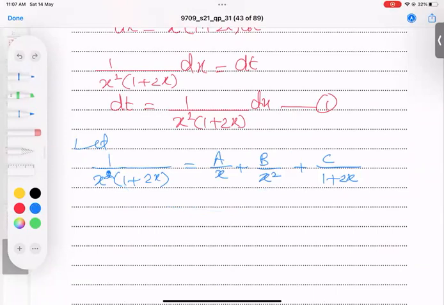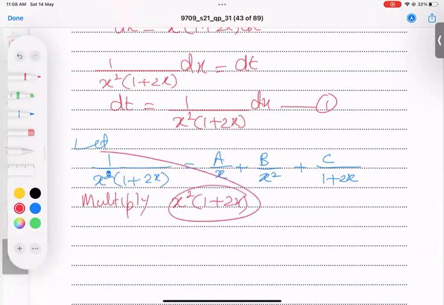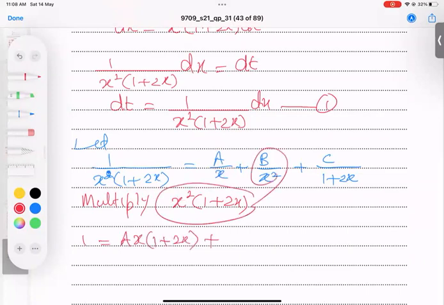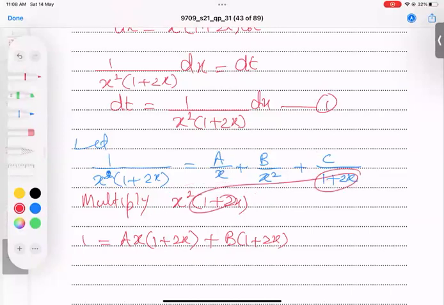Multiply the whole equation by what? By the left hand side denominator, the whole equation. When I multiply the whole with that, this fully cancels, I get a 1. When this multiplies with this, this x will cancel a power, and with a, x comes with 1 plus 2x. When I multiply with this, x squared cancels out, b has 1 plus 2x. When this multiplies with this factor, this completely cancels, and with the c, I get x squared.